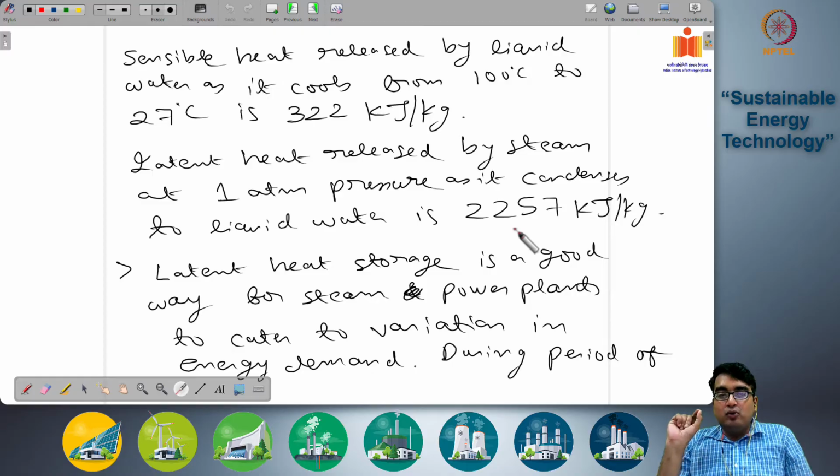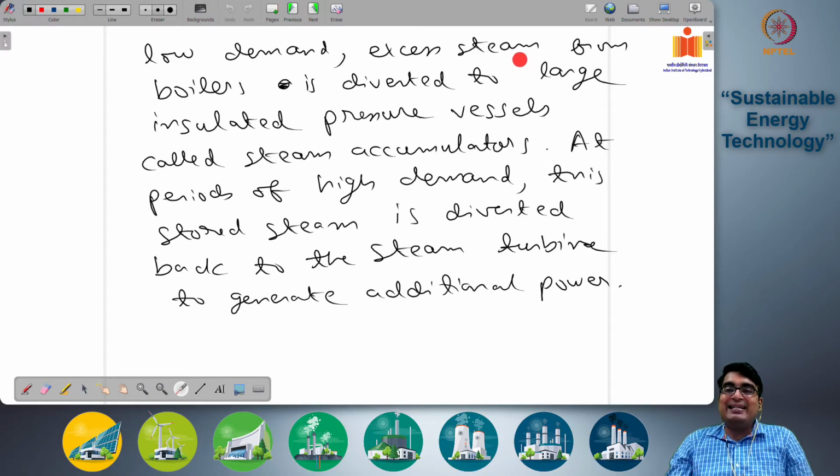Latent heat storage is a good way for steam power plants to cater to variations in energy demand. So during periods of low demand, excess steam from boilers is diverted to large insulated pressure vessels called steam accumulators. At periods of high demand, this stored steam is diverted back to the steam turbine to generate additional power. So this strategy of storing extra steam when the demand from the grid is low and then using that steam to get additional power when the demand is high helps to match the demand supply cycle of a grid with your steam power plant.